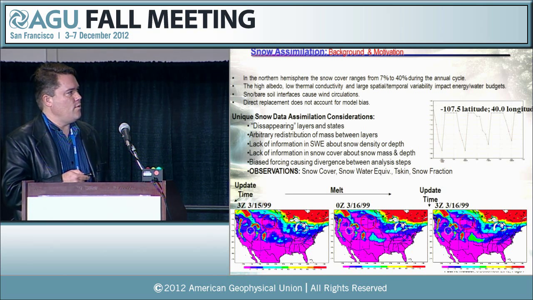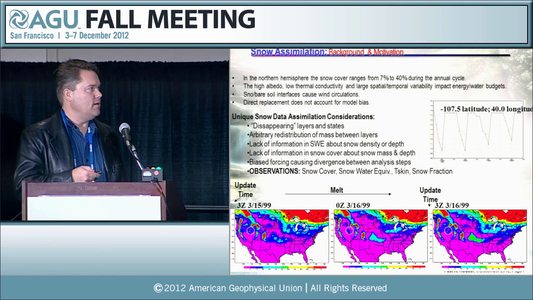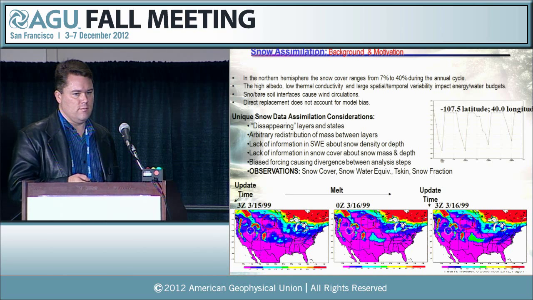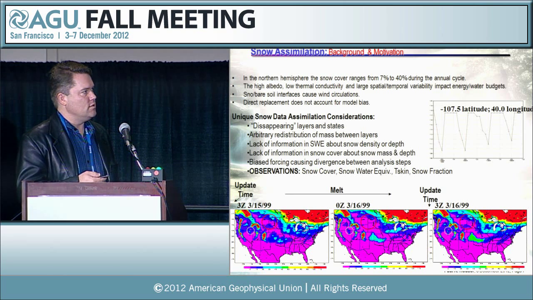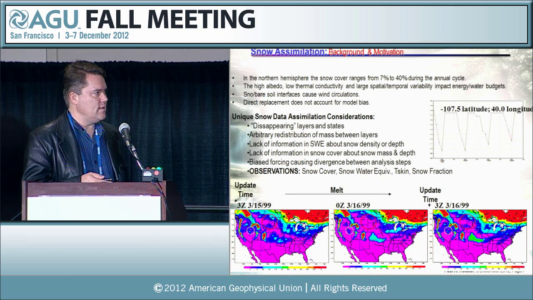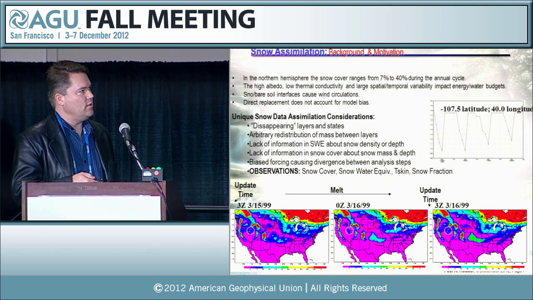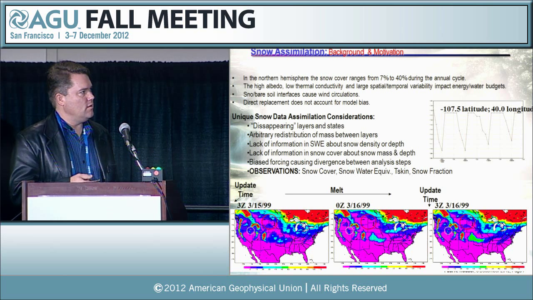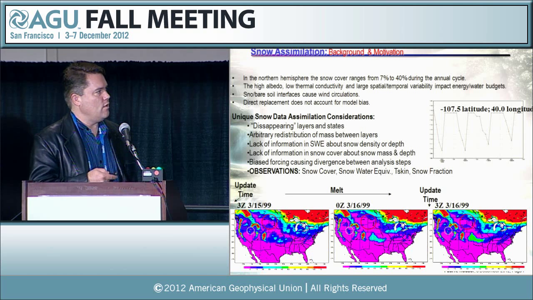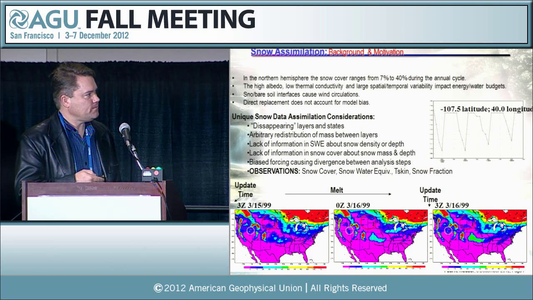There's also a problem with our observations. We have observations of snow water equivalent that give us information about how much water is in the snow, and we also have observations about snow cover that tells us whether snow is there or not. Neither of them actually tells us about the layers or the depth of the snow, so we have to get creative on how we use these observations.